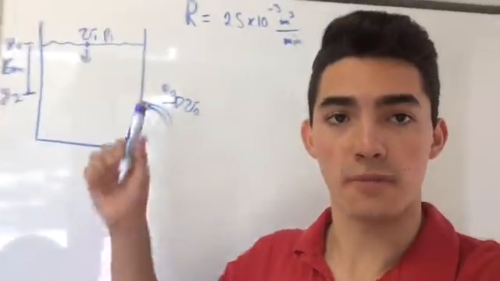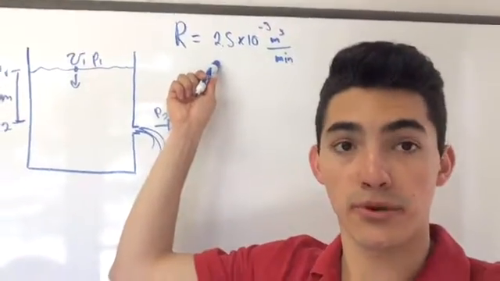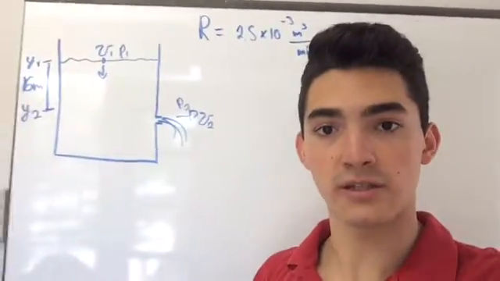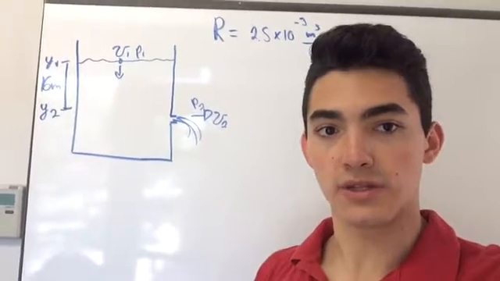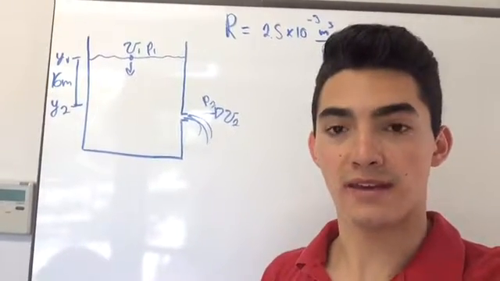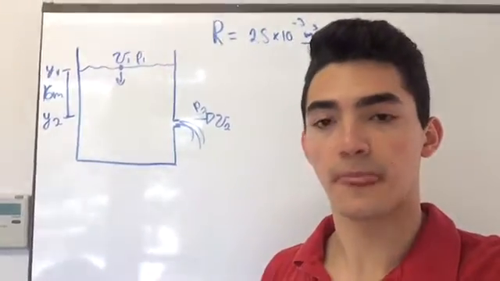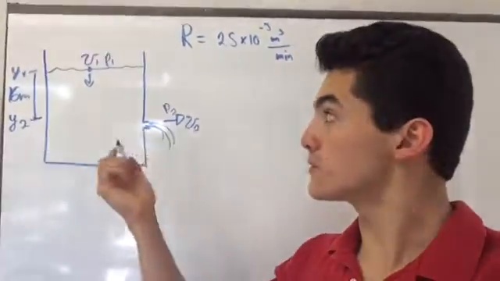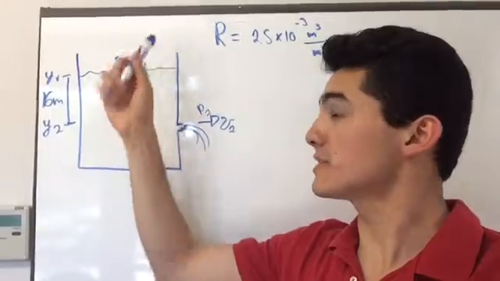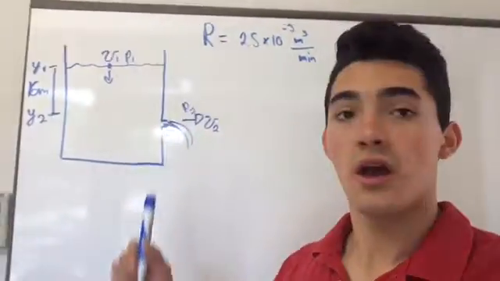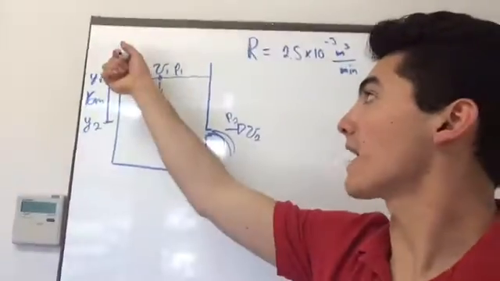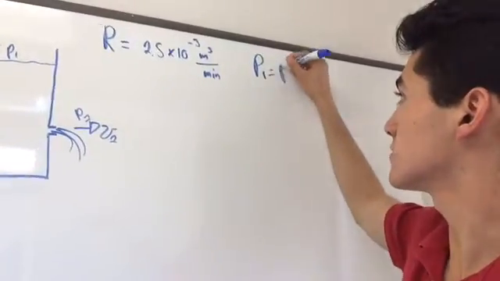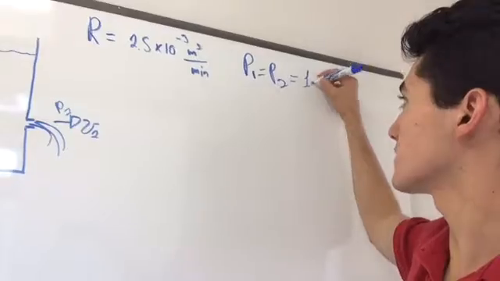If the rate of flow from the leak is 2.5 times 10 to the minus 3 meters cubed per minute, determine first the speed at which the water leaves the hole and then the diameter of the hole. So first we have to determine the speed. Here we have to analyze that pressure 1 and pressure 2 are the same because they are at the pressure of the air.